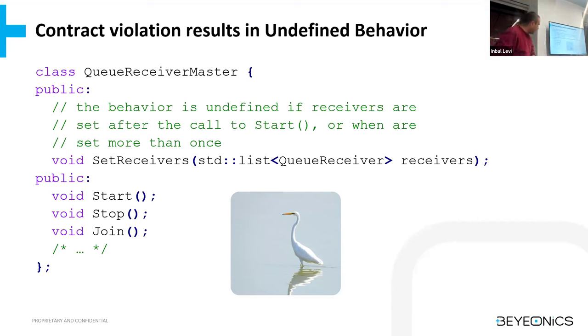And why is it like this? Why is it so important? Because if you call set receivers out of contract, out of what I built this class for, it means that you have a problem. You don't understand the class. You don't understand the mechanics. You don't know how the program is constructed. You don't know something as a programmer. Another possibility that I have is returning bool.